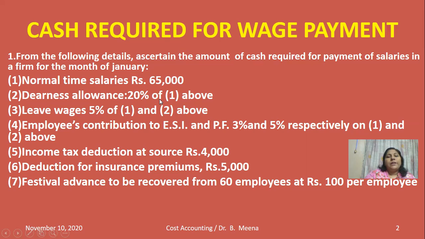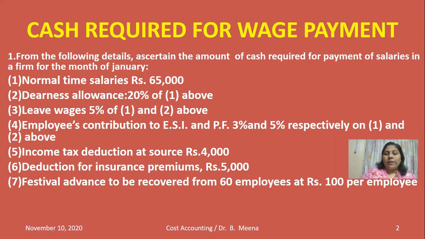DA allowance is 20 percentage on item one above. Out of 65,000, 20% is the DA. Leave wages is 5 percentage on the summation of 1 and 2. Whatever answer we get for 1 and 2, we take 5 percentage on that. These three things we must add to get the gross pay. Once we calculate the gross pay, we will consider the deductions given in the problem to find the cash required for wage payment, which practically is the net salary, the home take.